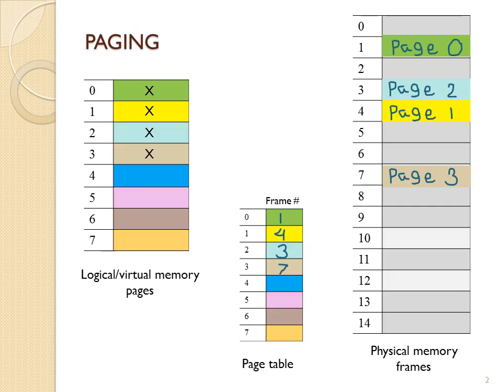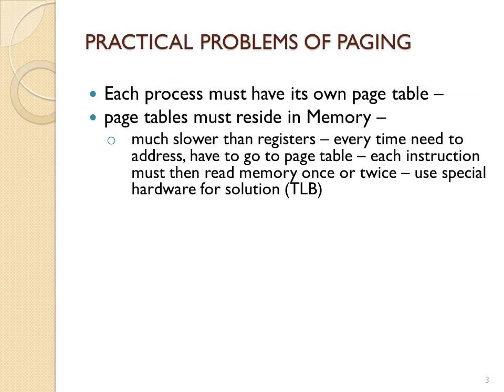So there are some issues about paging. One issue is that for each process, this is a small example, but a process could have tons of pages, so you need to have an entry for each page in your page table, and your page table must also be in memory.